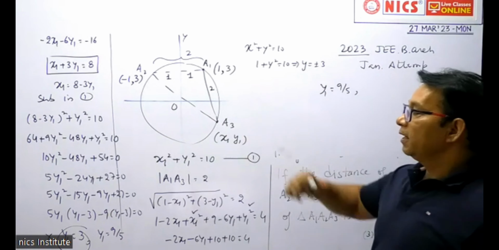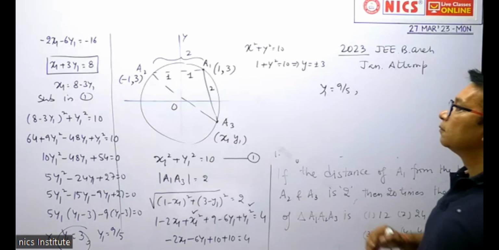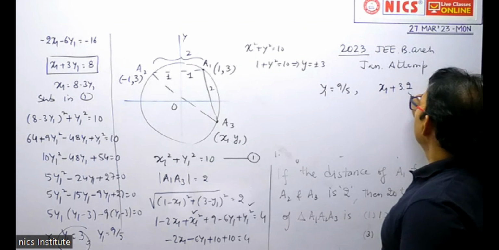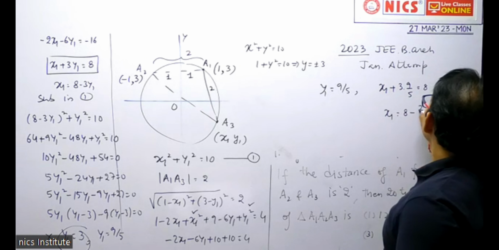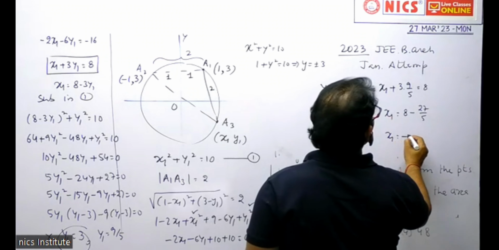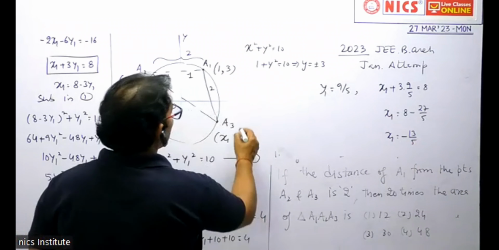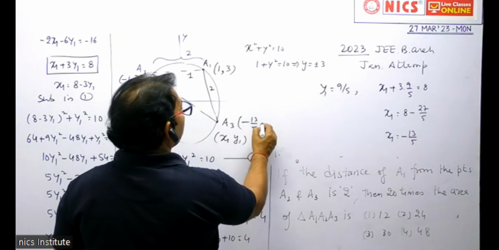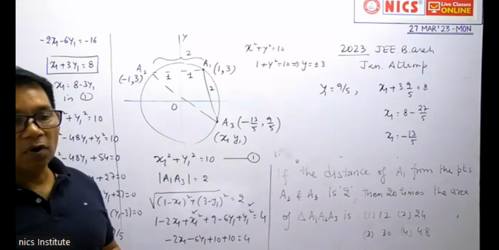Either you can substitute in that equation. X1 plus 3 into 9 by 5 equals 8. X1 is minus 13 by 5. So we get the third vertex, which is minus 13 by 5 comma 9 by 5. As you see, this is the fourth quadrant.